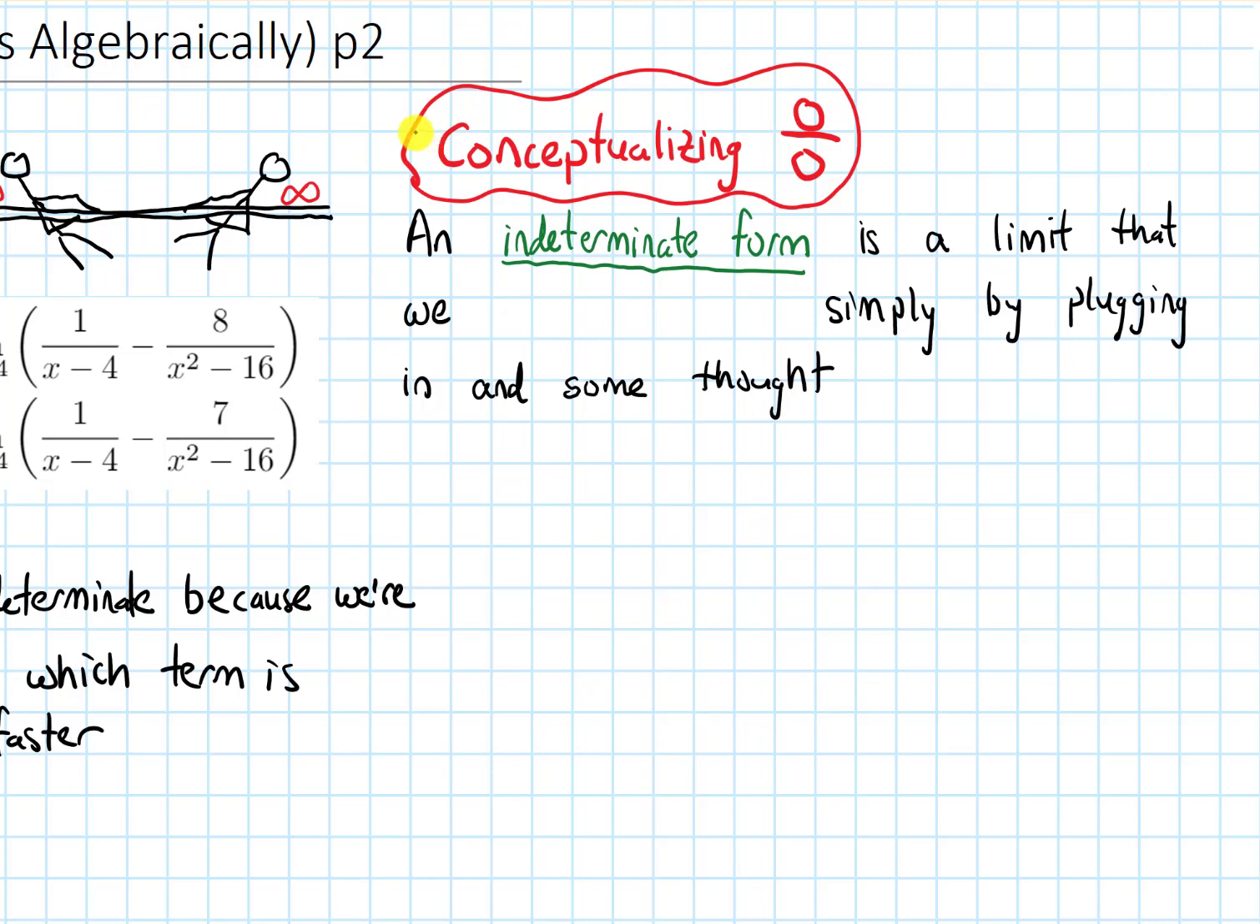In this discussion video, we will talk about how to conceptualize 0 over 0 indeterminate forms. Recall that an indeterminate form is a limit that we cannot determine simply by plugging in and some thought. I want to first talk about some determinate limit examples, ones that we can determine simply by plugging in and maybe a little bit of thought. Then I'm going to give some examples and talk about their graphs so we can visualize them.